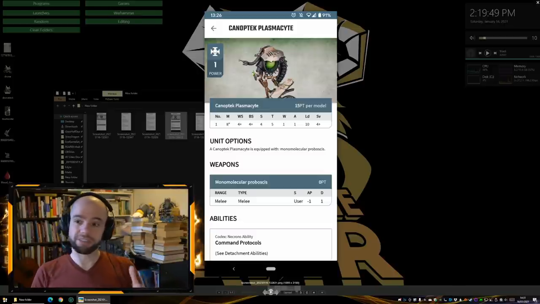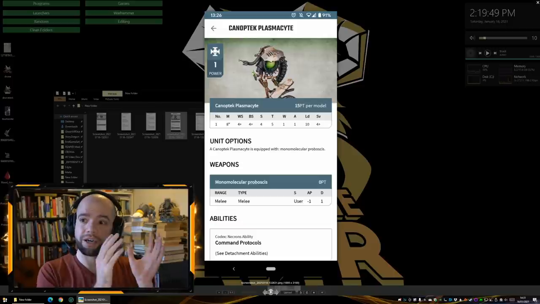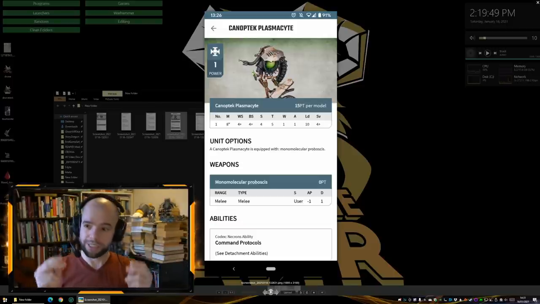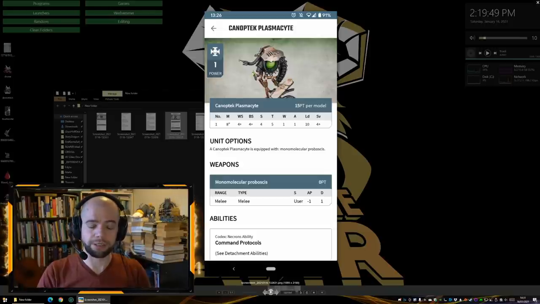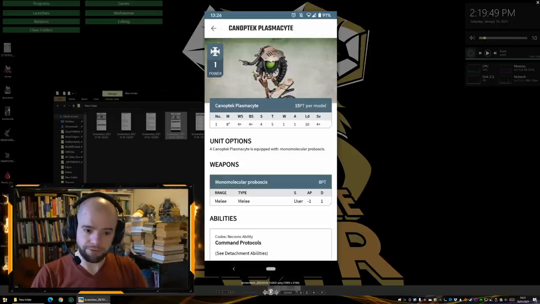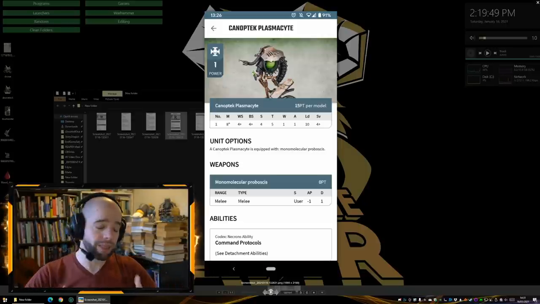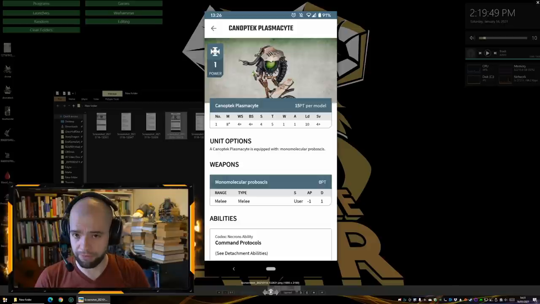So you essentially have a stat line on a model that is underperforming, much like we do with the Canoptek Plasmacyte here. So the stat line underperforms for the points cost, but for every model that you buff, you are getting your points back by allowing that model to do more damage. That's the essence of a buffing unit.